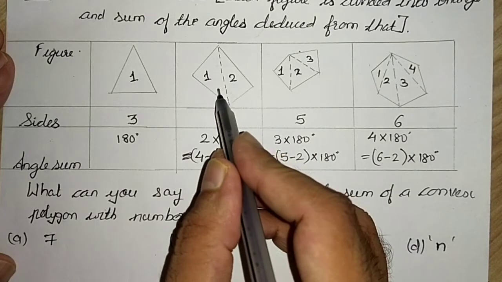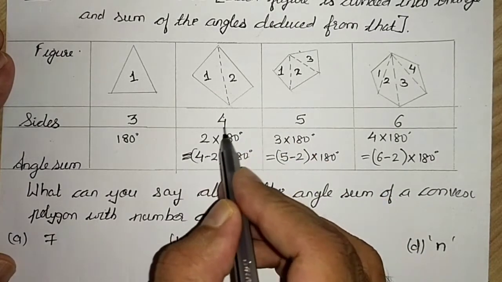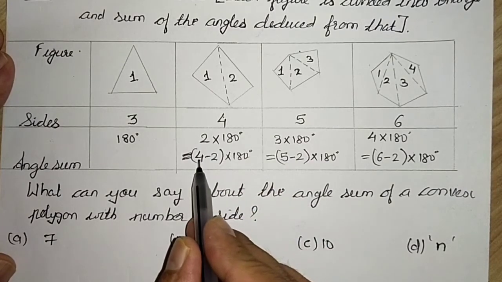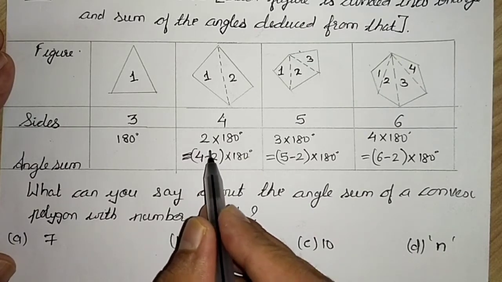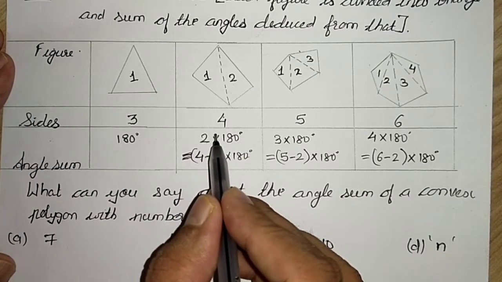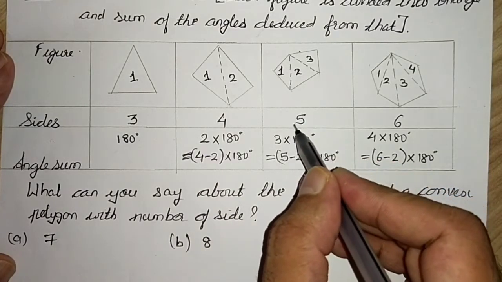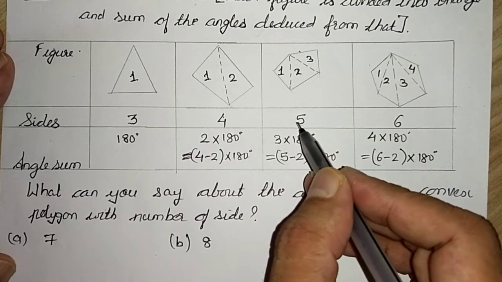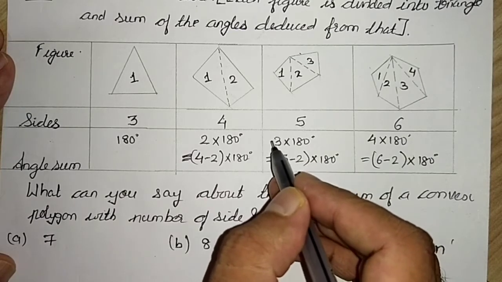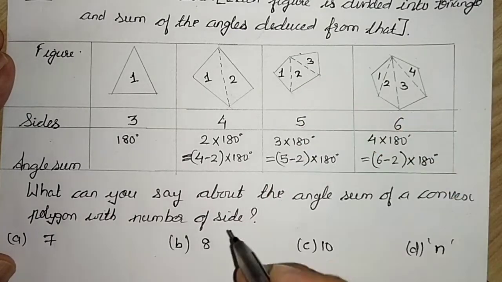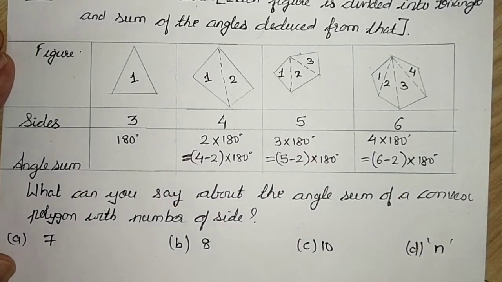And from the second figure onwards, they have given us some hint also. That means if it is 4 sides, if you subtract 2 from 4, it will give us this value 2, and then multiply by 180 degrees. In the third figure, see, it is having 5 sides. If you subtract 2 from it, we will get 3. And what is 3? 3 triangles. And 3 into 180 degrees, we can find out the sum of the angles.